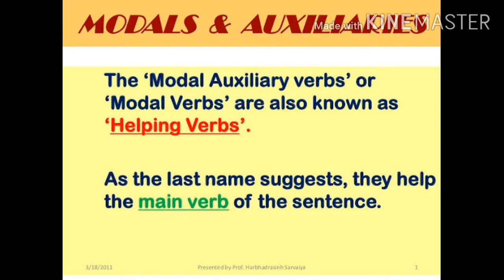Hello students, as we covered various topics in English grammar, today the topic that we are going to cover is modal verbs. Before starting the content, we should know what modal verbs are. Modal verbs are also known as helping verbs or modal auxiliaries. As the name suggests, they help the main verb of the sentence.